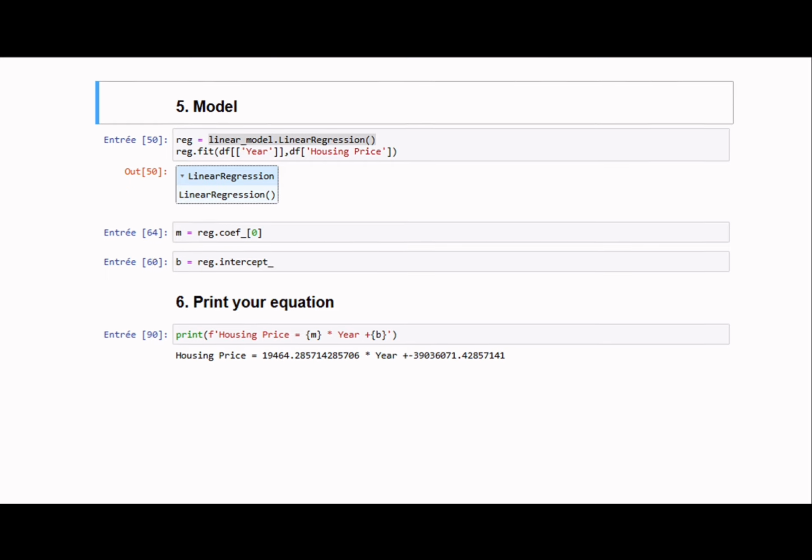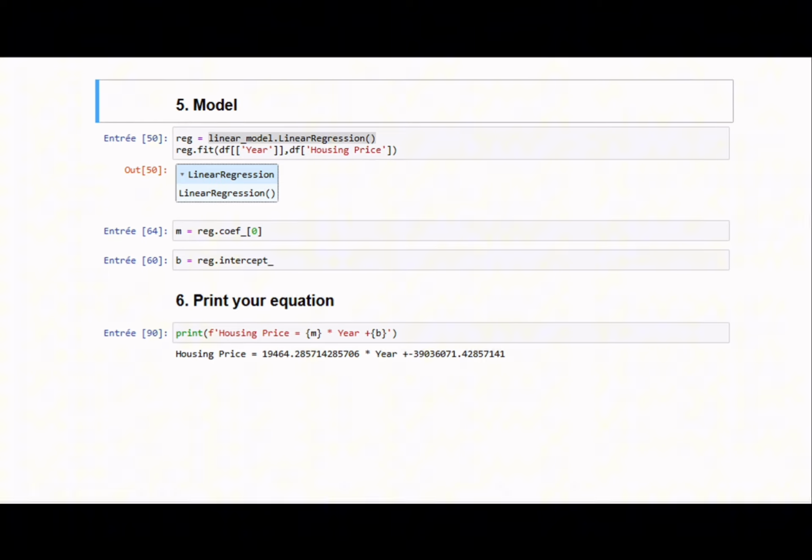Step 5. Creating the linear regression model. Now we apply linear regression to our dataset using Scikit-learn. First step is to fit the model using the year as the independent variable and housing price as the dependent variable. Second step is to extract the slope and intercept of the regression equation. The slope m represents the rate of change of housing prices and the intercept b represents the theoretical price when year equals 0. And step 3, print the final regression equation to understand the relationship between year and housing price.